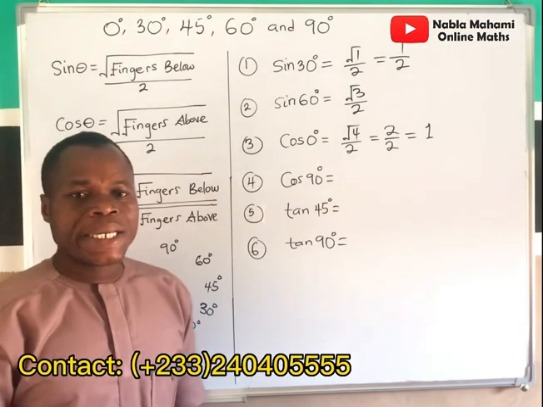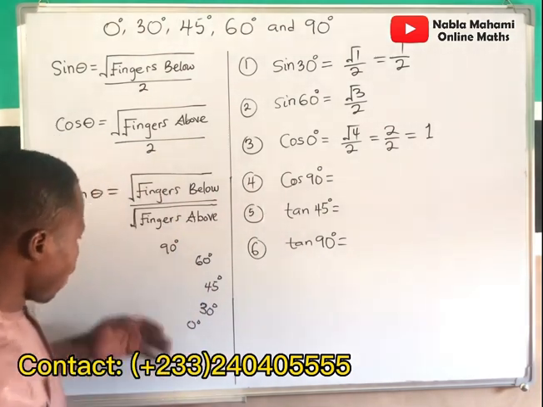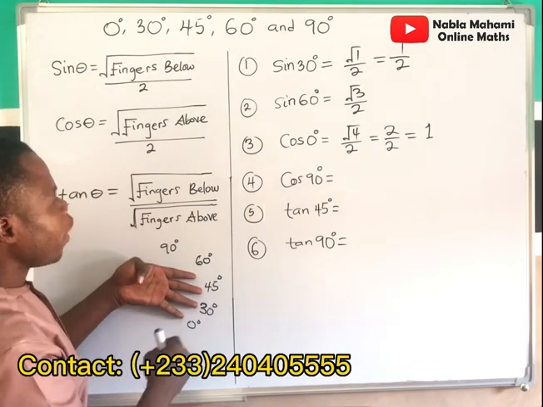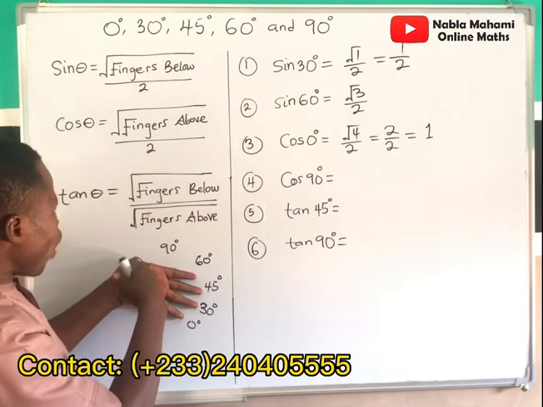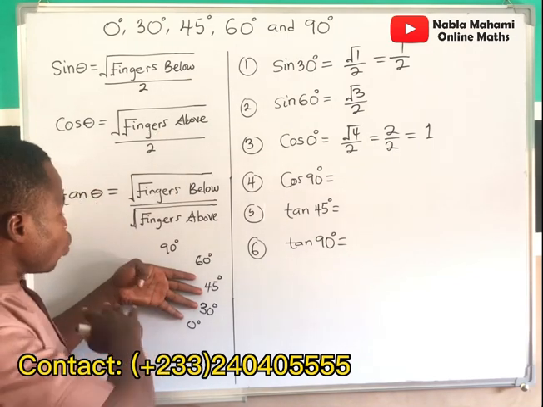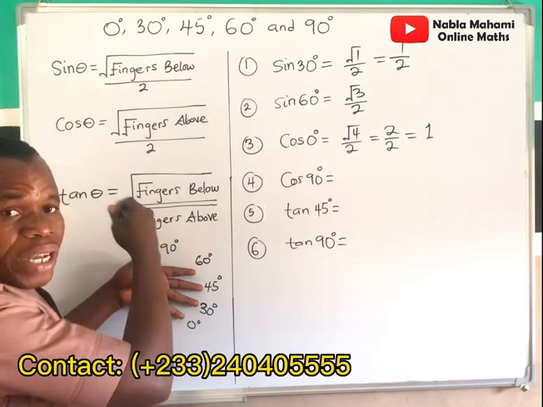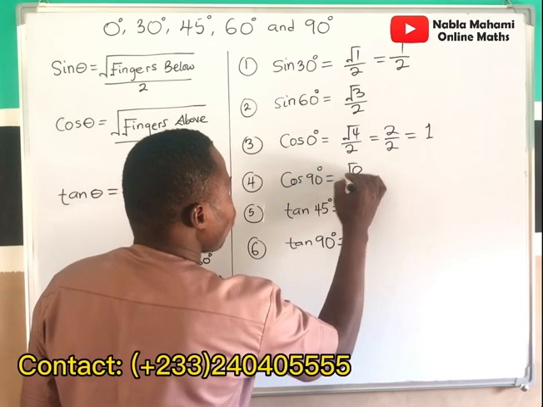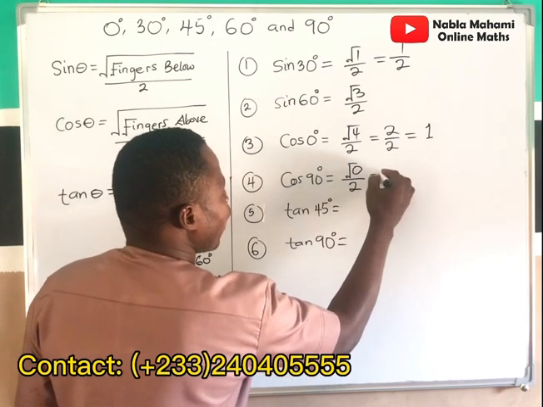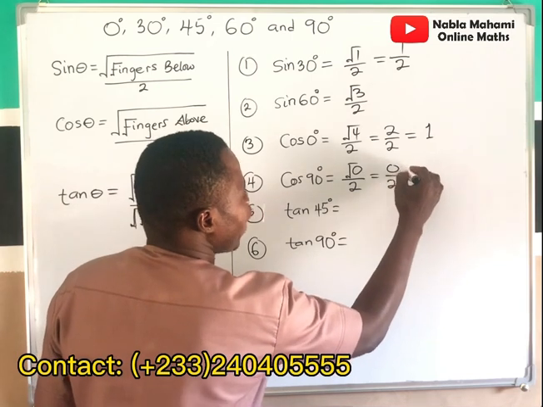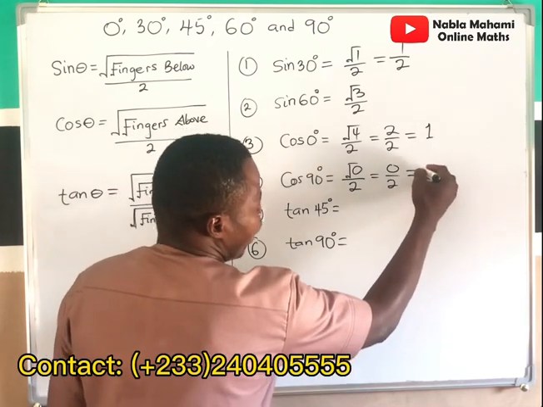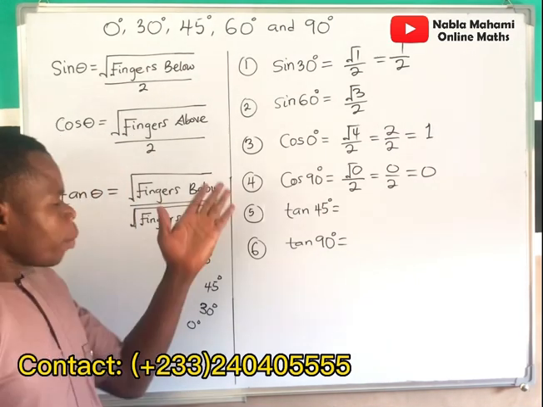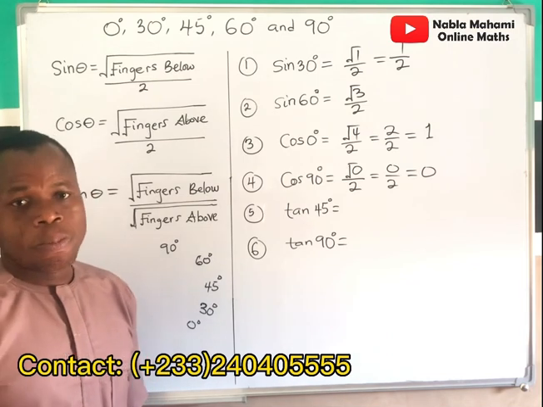Let's go to cos 90 degrees. Cos 90 degrees, I will do this. Then this is the 90 degrees finger, I will bend that one. Cos is square root of fingers above all over 2. After bending this one, there's no finger above again. Since there's no finger above, it means the number of fingers there is 0. So I will have square root of 0 all over 2. But root 0 is 0, so 0 over 2, and 0 over any number will give me 0. Now, this simply means that cos 90 degrees is 0.